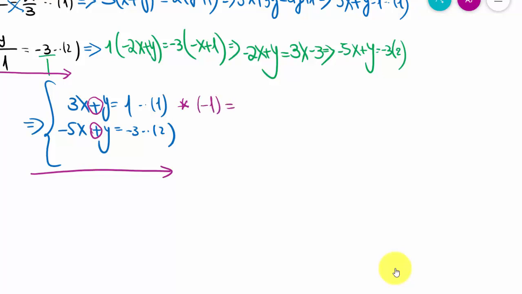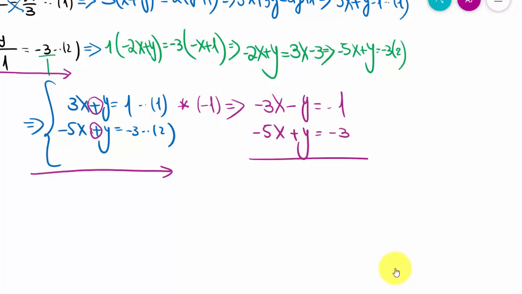As a result, what I get is minus 3x minus y is equal to minus 1, and I write the second equation as it is, minus 5x plus y is equal to minus 3. Now what I have is the same coefficient for y but with opposite signs, minus y plus y cancelling out one another. What is remaining is minus 8x here, because minus 5 and minus 3 make minus 8, and minus 4 here. If you divide both sides by minus 8, you get 1/2. So that's the value of x.